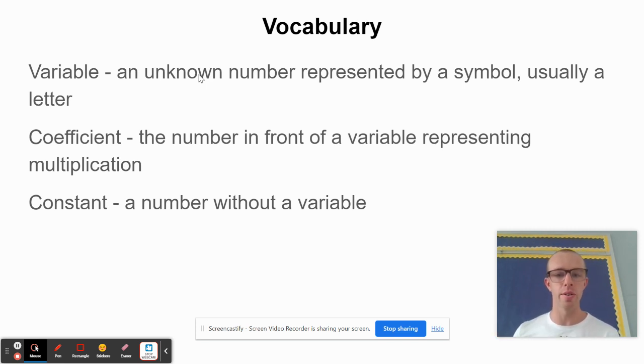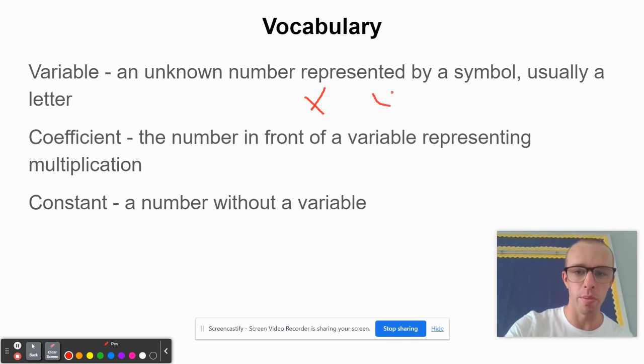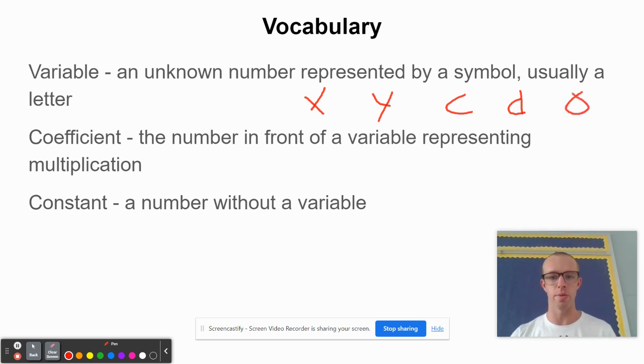A variable is an unknown number represented by a symbol, usually a letter. People tend to say, "Oh, I'm scared. There's numbers or there's letters in math now." These letters or variables just represent unknown numbers, right? So you might see an X or a Y. These are probably the two most common variables, but it could be really any symbol. It could be a C or a D, or it could be a Greek letter, right? It could be any type of symbol that just says, hey, this is a number, but we don't actually know the value yet.